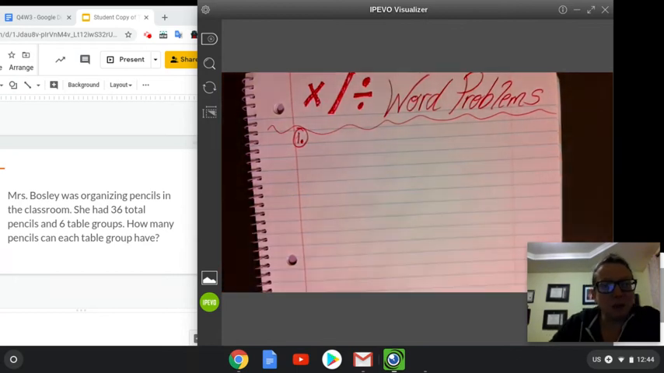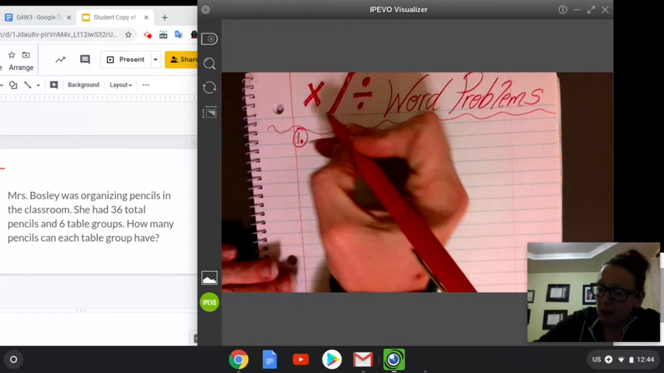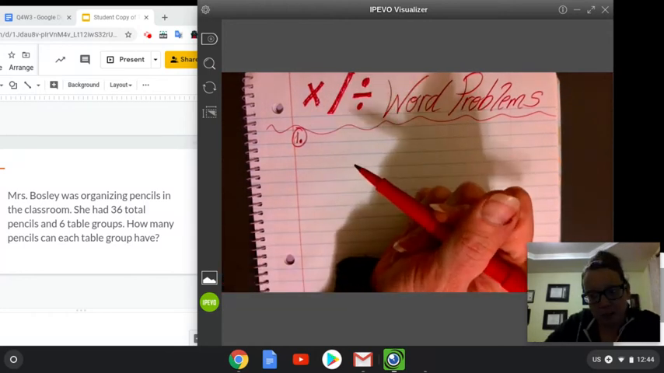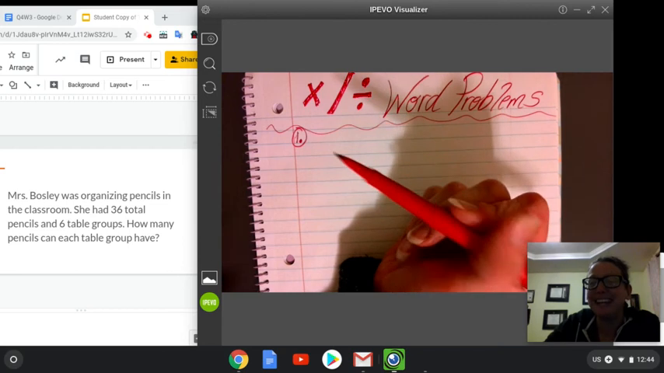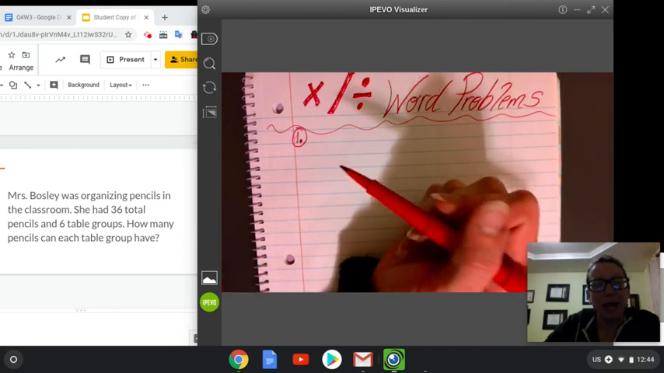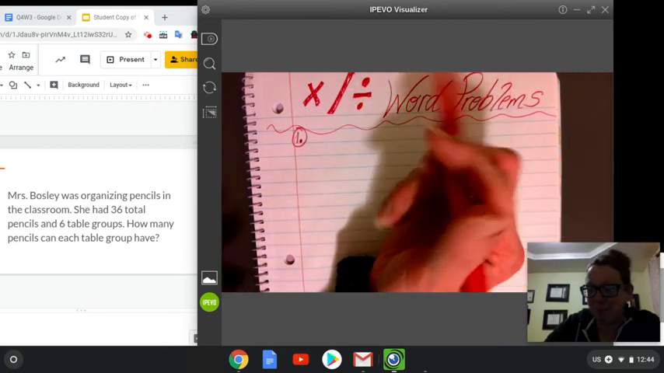It says Miss Bosley was organizing pencils in the classroom. She had 36 total pencils in 6 table groups. How many pencils can each table group have? So the first thing that we do, start by restating the question so you know exactly what it's asking of you. How many pencils can each table have?